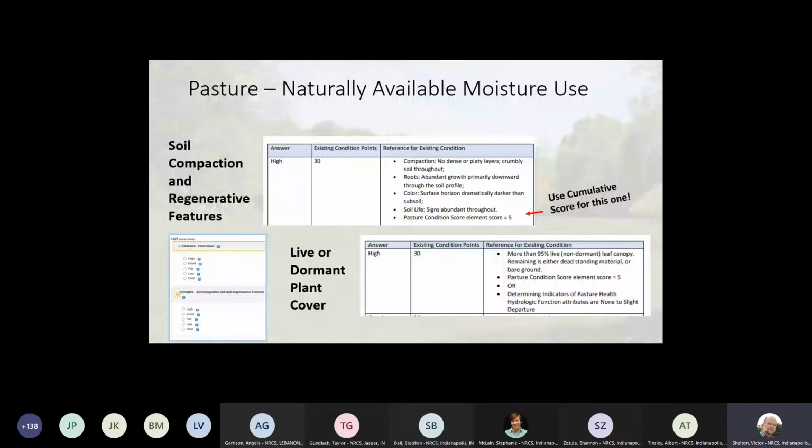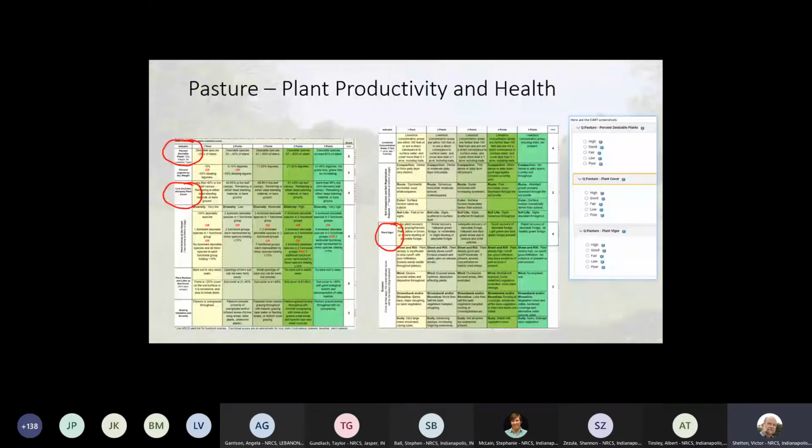Plant productivity and health on pasture is based off of 3 indicators, and those are percent desirable species, plant cover, and plant vigor. And all are taken pretty much directly off the pasture condition score sheet. That makes it pretty easy. In other words, the high figure would be a 5 and the low figure would be a 1 on the scoring.